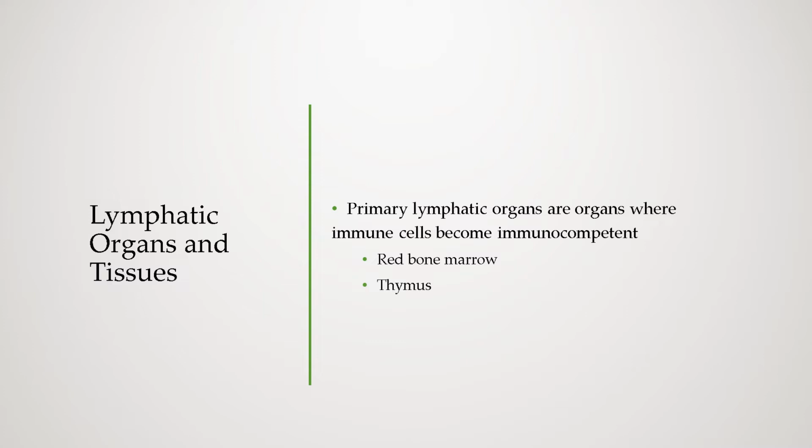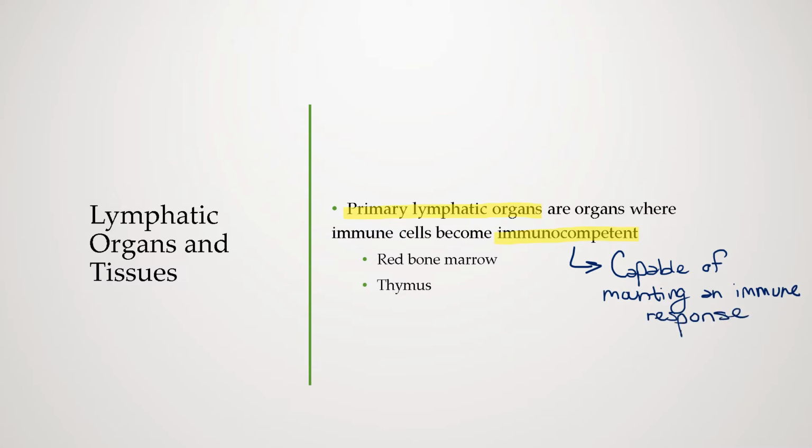The widely distributed lymphatic organs and tissues are classified into two groups based on their functions. These are the primary lymphatic organs. These are going to be the sites where stem cells divide and become immunocompetent. Immunocompetent essentially means that they are capable of mounting an immune response. Now the primary lymphatic organs are red bone marrow and the thymus. Now the second classification group is going to be secondary lymphatic organs, and we will discuss those a little bit later.